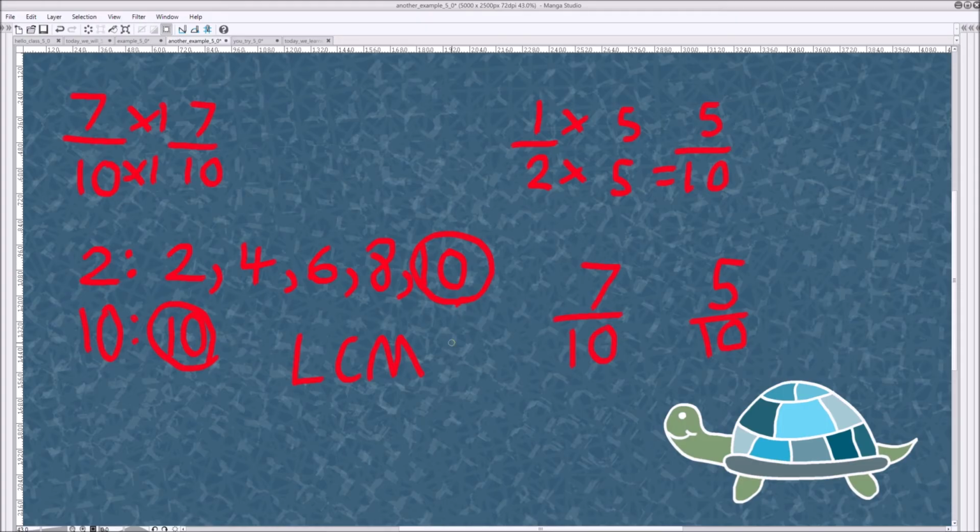So this is how we find our lowest common denominator. For 7/10 and 1/2, we changed it to 7/10 and 5/10, so that the denominators on the bottom were the same. They were both 10s. And we did this by finding the lowest common multiple of 2 and 10.